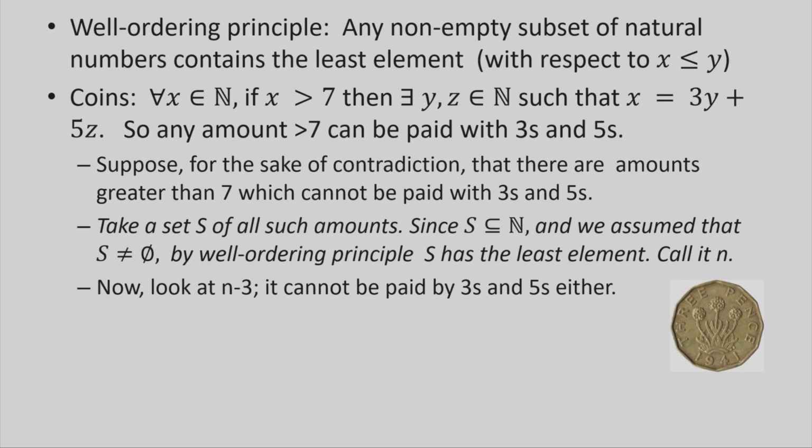Because if we look at n minus 3, it cannot be paid with 3's and 5's. But wait a moment, we said that n is the smallest such number greater than 7. Okay, so n minus 3 must be less than or equal to 7.